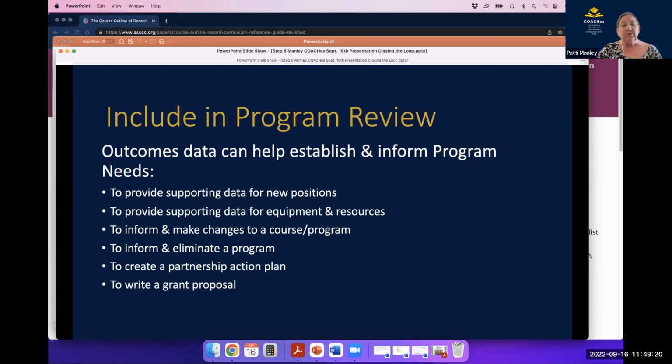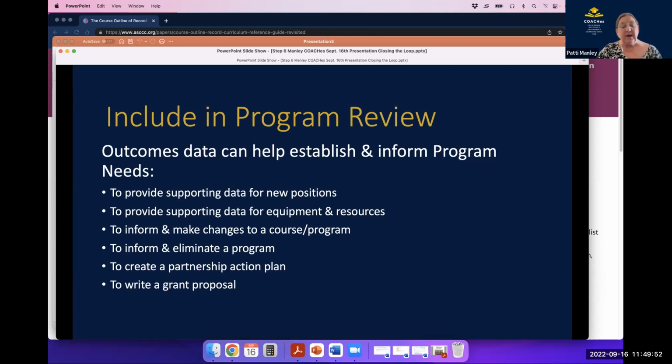This data can help you provide supporting information for new positions, maybe new faculty, new tutors, new TAs, new research assistants, whatever. It can provide supporting data for equipment and resources. You can use that data to inform or eliminate a program, which is scary sometimes, or to inform or make changes to a course or a program. You can use it to create partnerships.